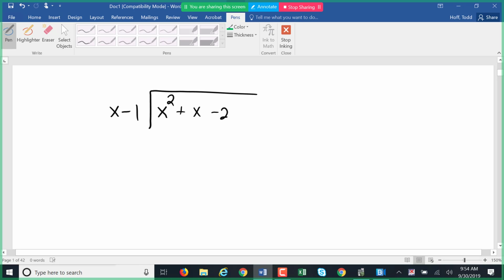So we are going to start with the leading terms. X goes into x squared. That's just x. X times x is x squared. X times -1 is -x. And now we have to subtract. X squared minus x squared, well, that cancels out. Here's the tougher one, x minus a -x. Well, that's 1 minus a -1, that's 2x. Then I bring down that next term, minus 2.